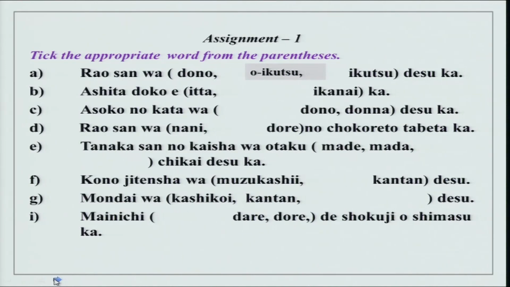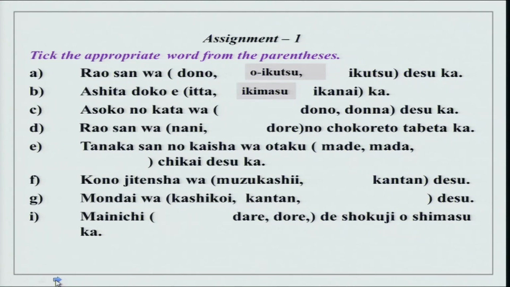Rao-san wa oikutsu desu ka? Now, ikutsu is also given over here. Ikutsu means number, and the moment you put oikutsu, oikutsu is polite for age, as I had told you earlier. So, Rao-san wa oikutsu desu ka? Rao-san, how old are you?